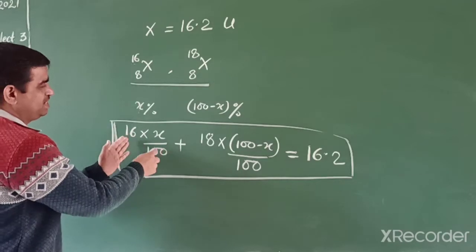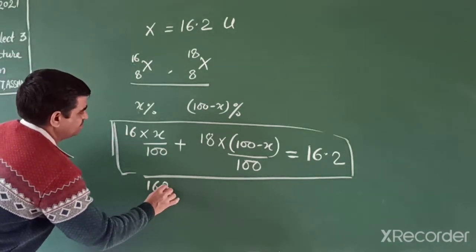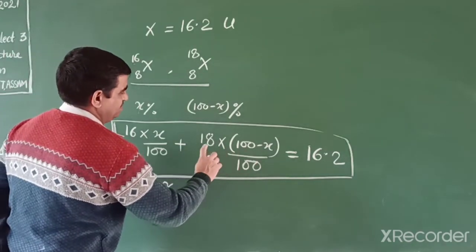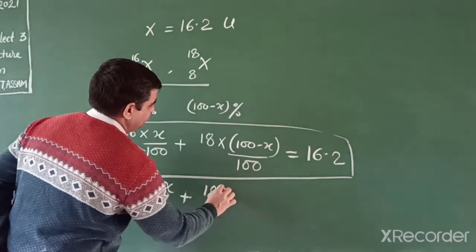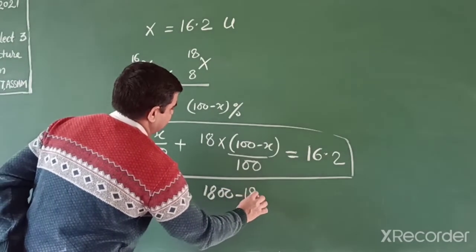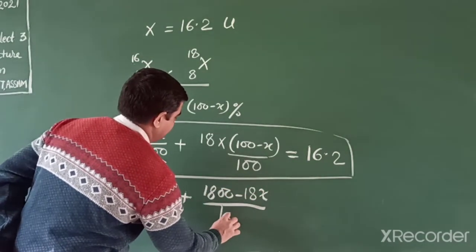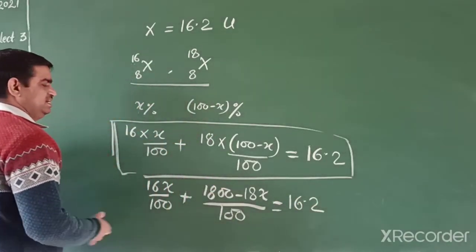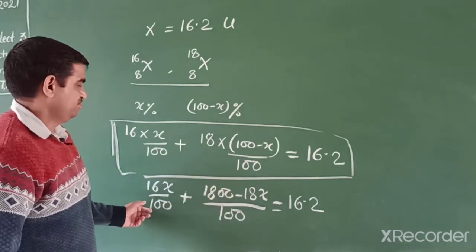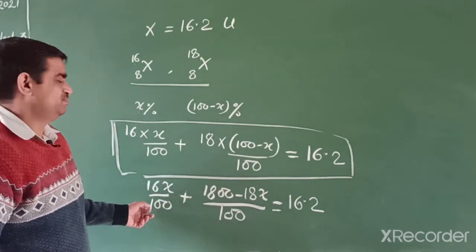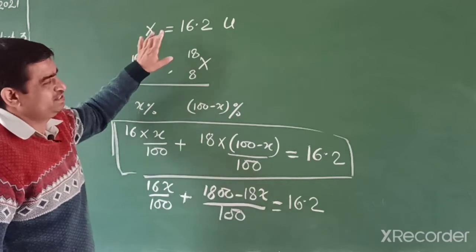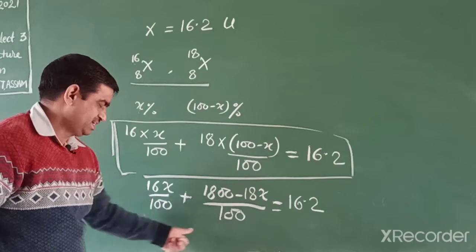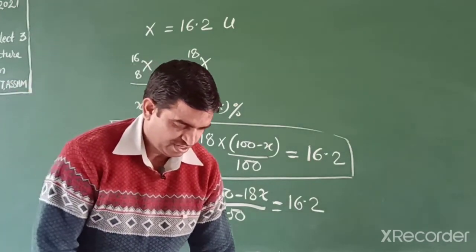Means first you multiply 16x divided by 100, then you solve this again, 1800 minus 18x divided by 100 equals 16.2. Then by solving further you can easily identify the percent of the first isotope, and then the second isotope is the remainder. So solve this value and you can identify it.